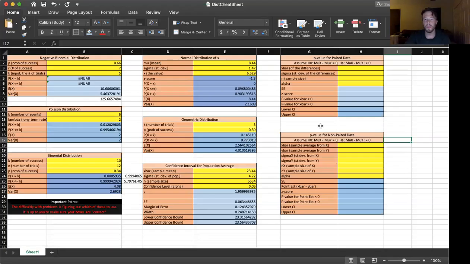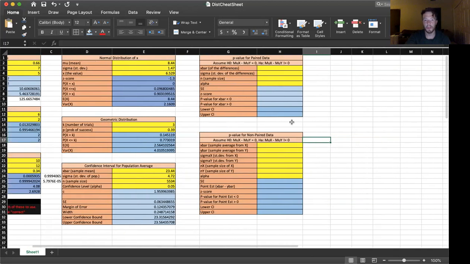So these were the two p-values I did for the most recent Excel video, a p-value for paired data and a p-value for non-paired data. Let's do the paired data first. This is when we have an x and a y and they have the same sample size and there is some sort of natural correspondence between one variable and the next. And we can calculate a difference between the two of them. So we take those differences and we just perform inference on those differences.